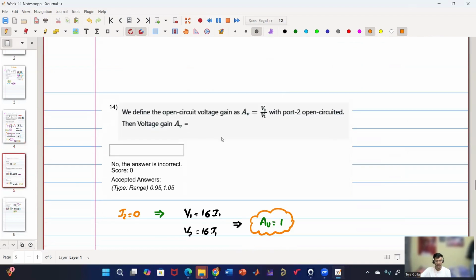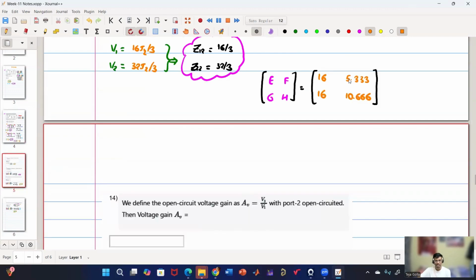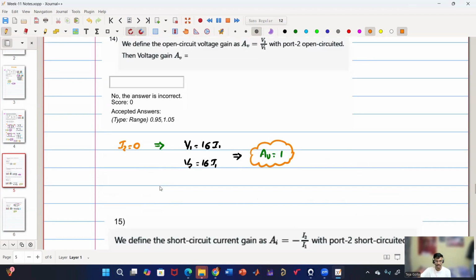Now I think we have not checked the values. We have checked these values here, and they are matching. After that, we solved for the open circuit voltage gain, which is when port 2 is open circuit, which means I2 equals 0. So when I2 equals 0, V1 is Z11 into I1 and V2 is Z21 into I1. So A, B is nothing but Z11 by Z21, which is gain 1, and it is also matching the range.